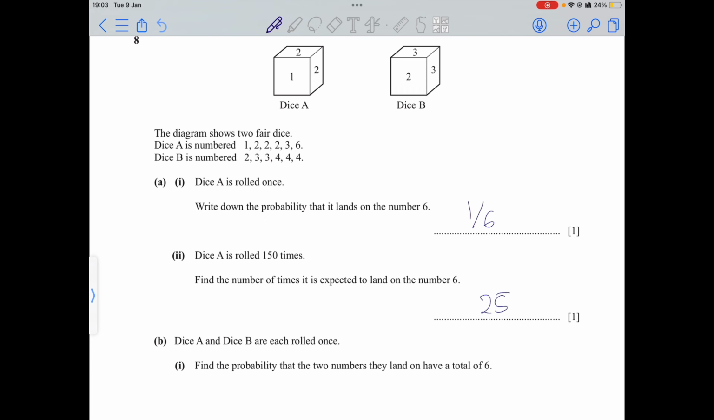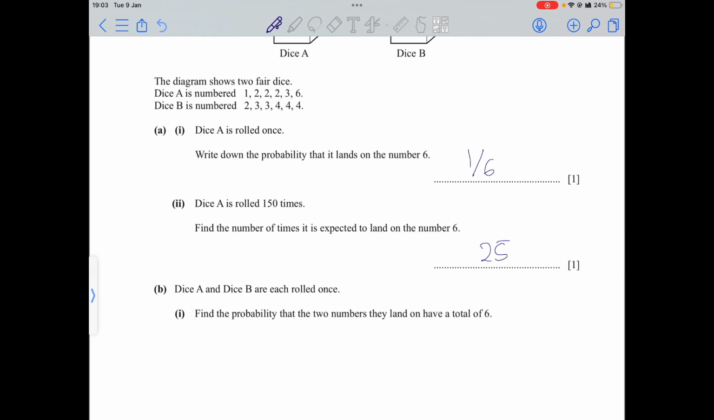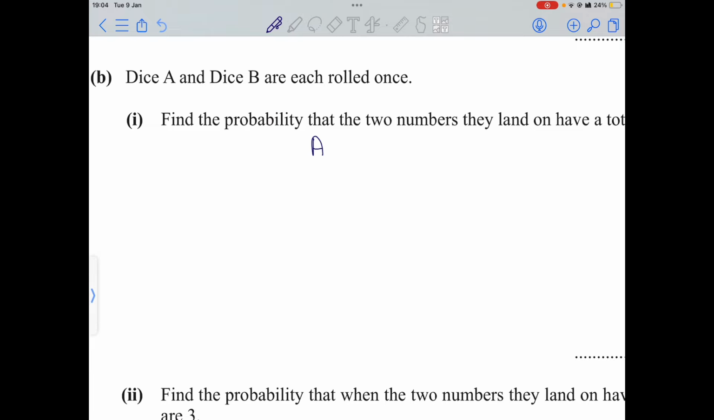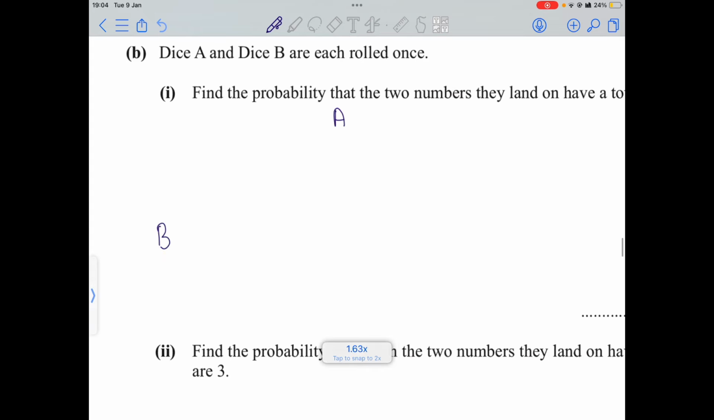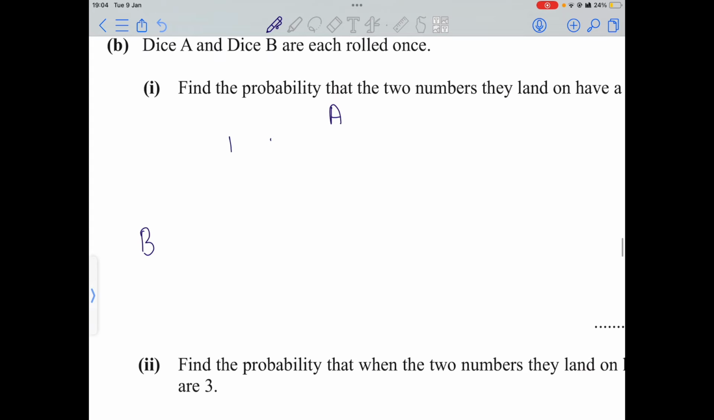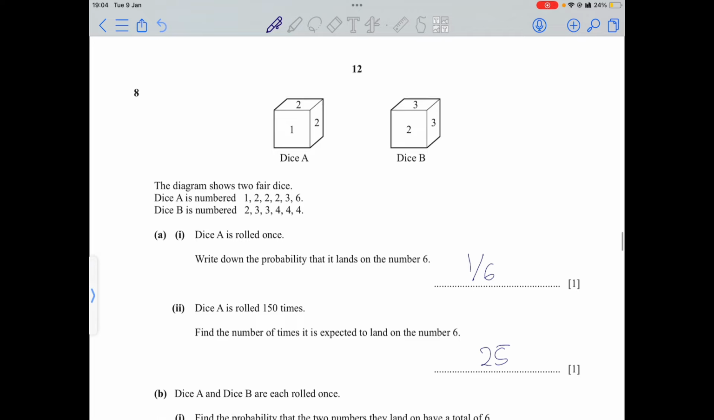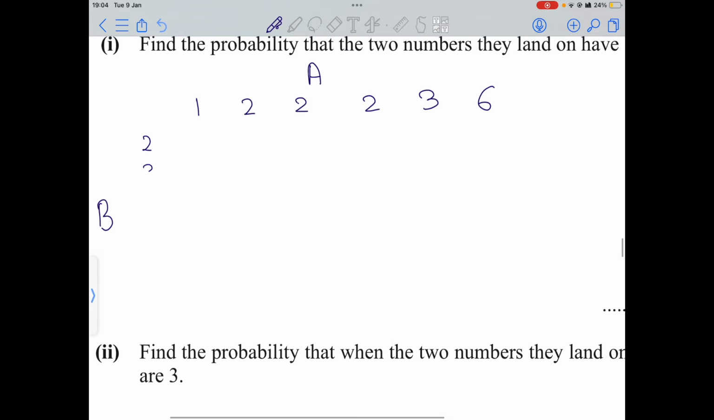Dice A and Dice B are rolled. Find the probability that the two numbers they land on have a total of 6. Now for this you will need to construct the table, for A and for B. The values for A are basically 1 2 2 2 3 6. It's not going to be too hard since there are three values the same. So 1 2 2 2 3 6, and the other one you have is 2 3 3 4 4 4.